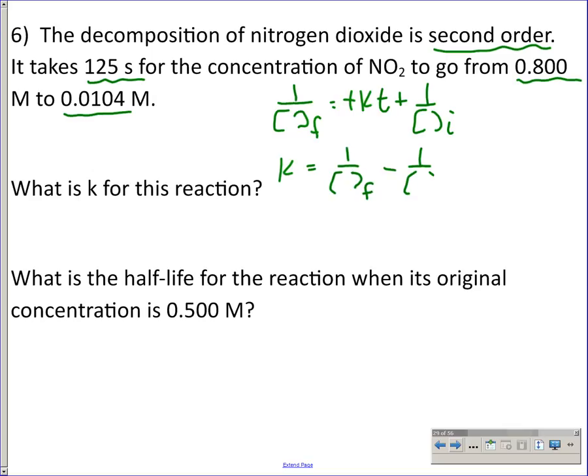Minus initial, right? T. I'm going to erase that plus because it looks like a T and I want it to say T right there. Okay, so plug it in, right? I'm going to try to plug it in here on the bottom.